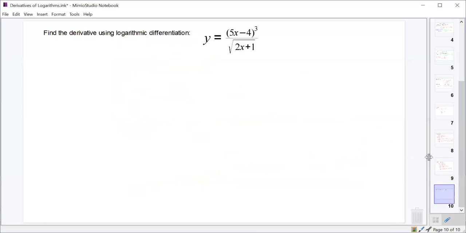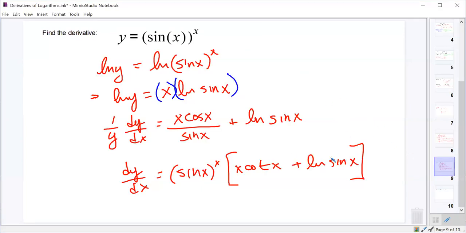Where did the sine x to the x come from in the last step? All right, so we had a 1 over y right here. And as we bring our 1 over y over to the right-hand side to just have dy dx, it becomes just a y. And since y is sine x to the x, we just replace it with that so that we're all in terms of x. Okay, thank you. Yep.